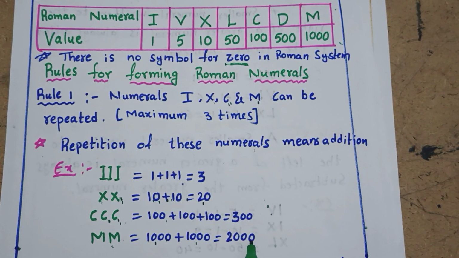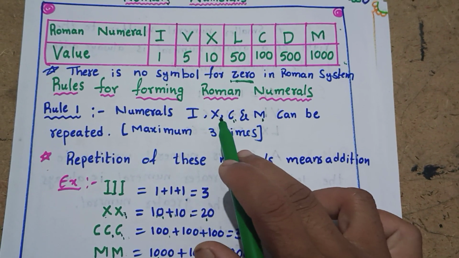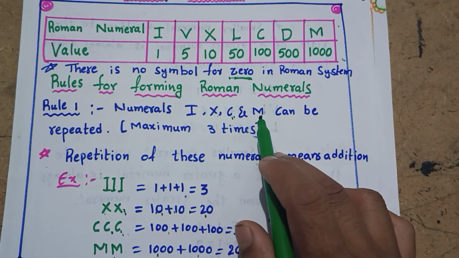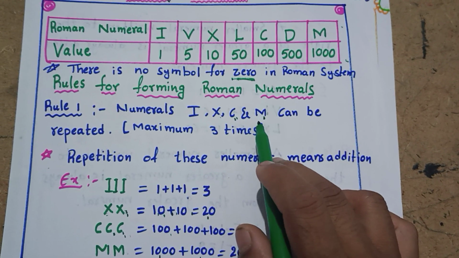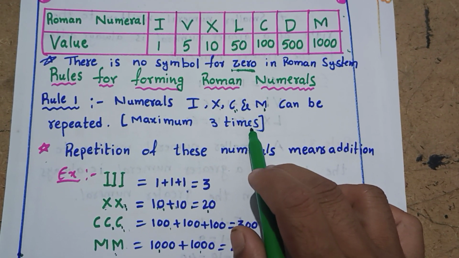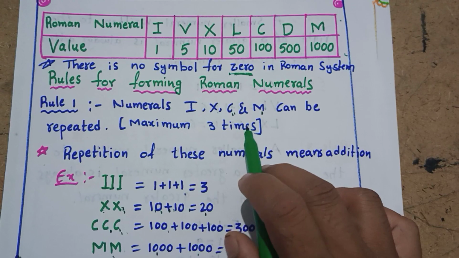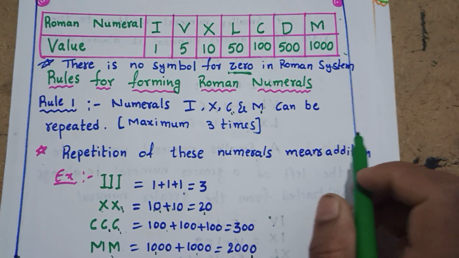Out of 7 letters, only these 4 letters can be repeated, up to 3 times only. Maximum 3 times only. Repetition means addition. Okay, now remember this point.